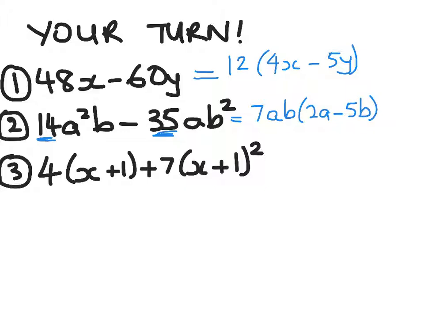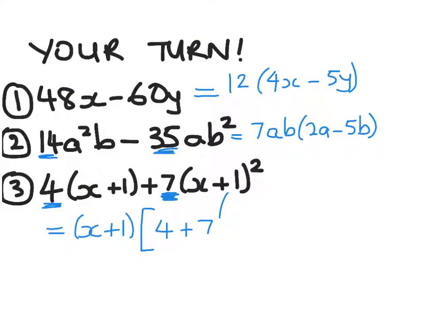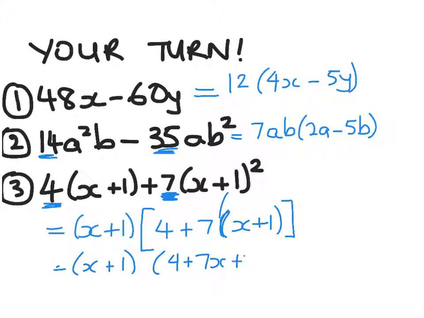The last one has no common factor in the coefficients, but it has an x plus 1 common factor. So it's going to be x plus 1 times 4 plus 7 times x plus 1. So that's x plus 1. Now expanding this out, I'm going to get 4 plus 7x plus 7. So my final answer will be x plus 1 times 7x plus 11.